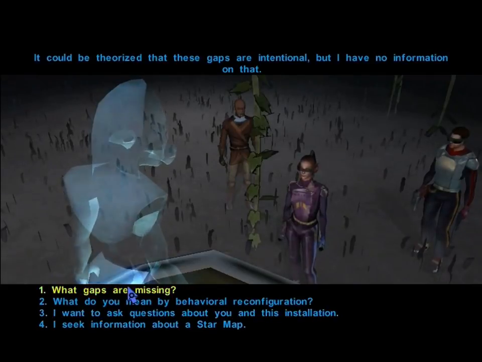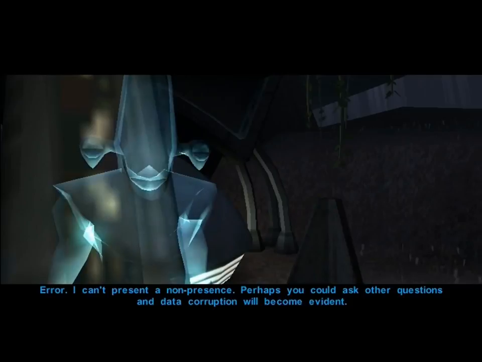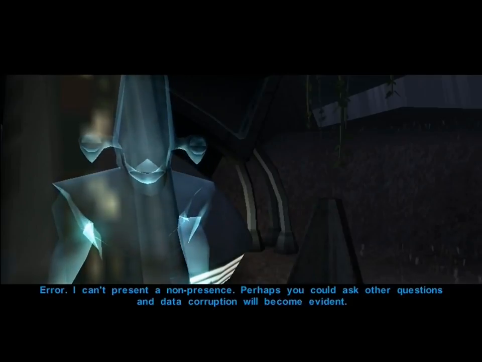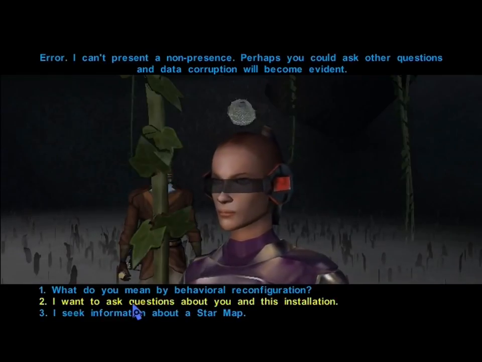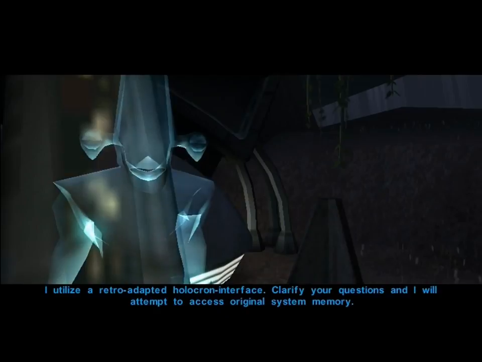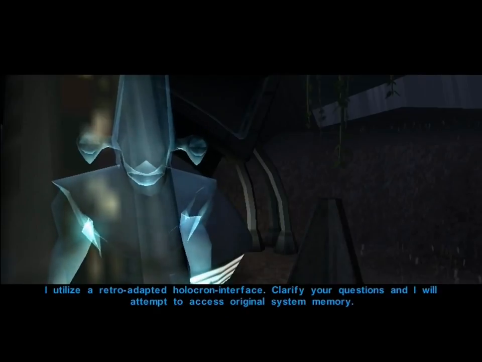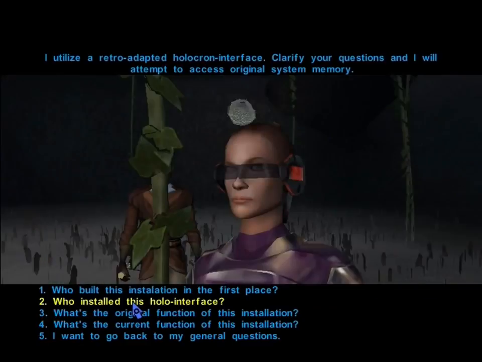Okay. What gaps are missing? Error. I cannot present a non-presence. Perhaps you can ask other questions, and data corruption will become evident. I want to ask questions about you and this installation. I utilize a retro-adapted holocron interface. Clarify your questions, and I will attempt to access original system memory.